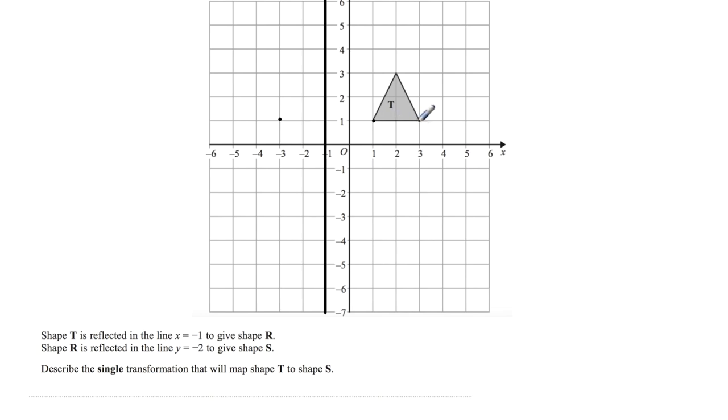Now I'm going to follow the same procedure again. So this is 1, 2, 3, 4. Again, repeat the procedure. This point over here, 1, 2, 3. Now I'm going to join the points together. So this is shape R.